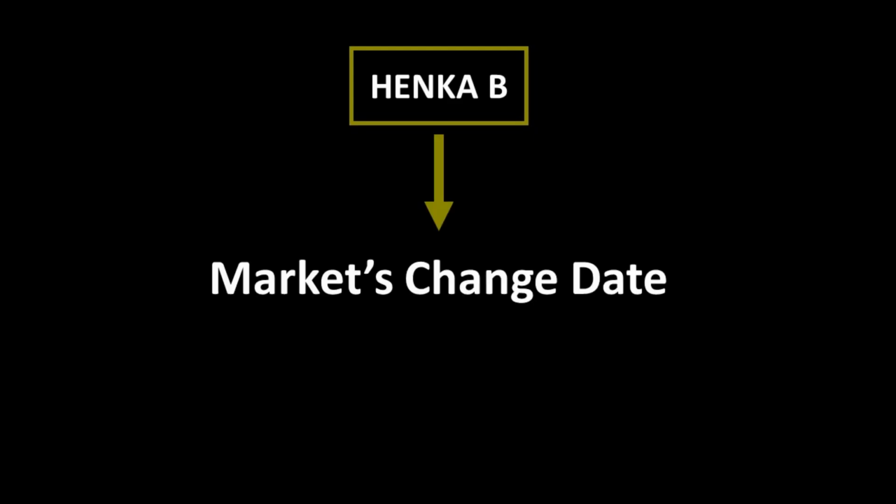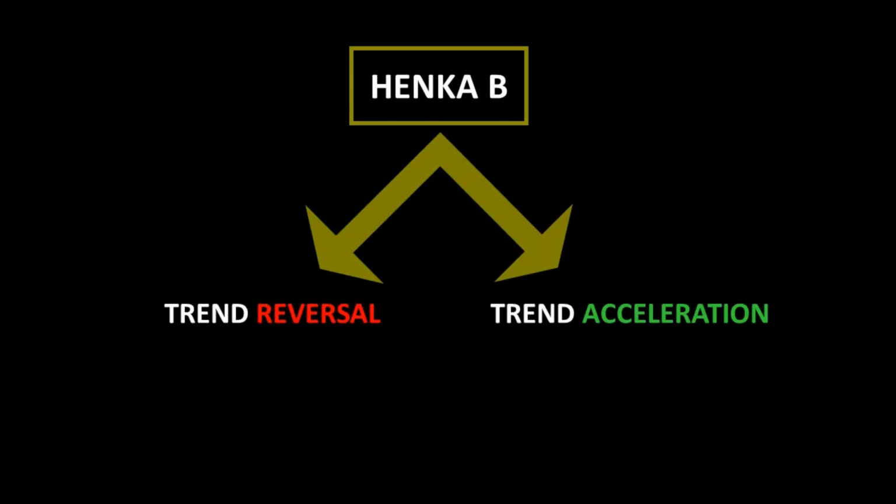Ichimoku time theory is known as Henka-B. Henka-B is translated to market's change date. The time zones obtained from time theory have two major roles. They are expected to change the trend and are reversal points of the market, or the market gains trade volume and accelerates in its trend. Henka-B is divided into two major branches.